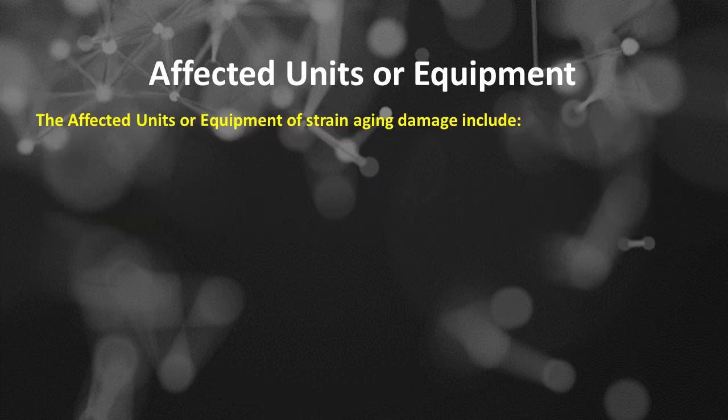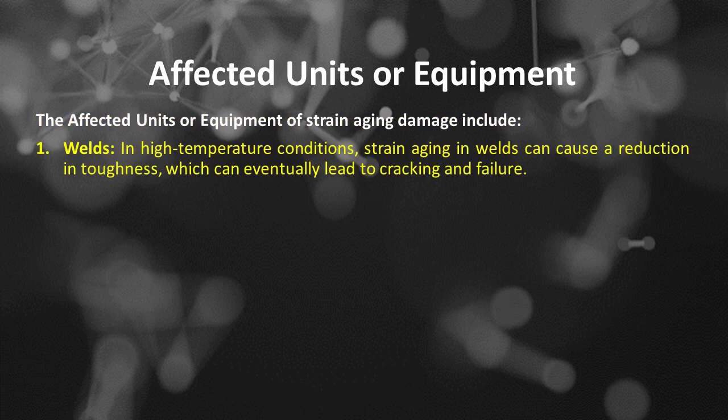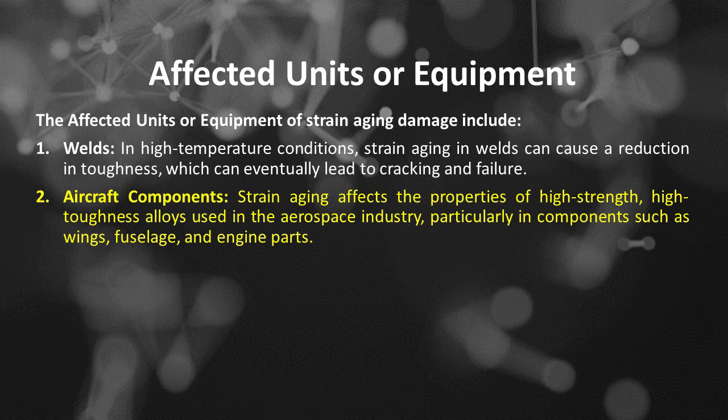The affected units or equipment of strain aging damage include: Number 1 is welds. In high-temperature conditions, strain aging in welds can cause a reduction in toughness, which can eventually lead to cracking and failure. Number 2 is aircraft components.